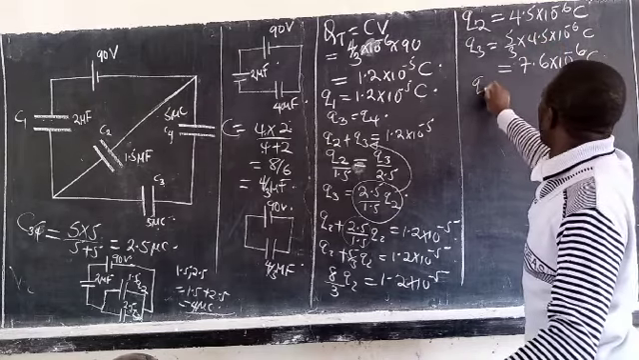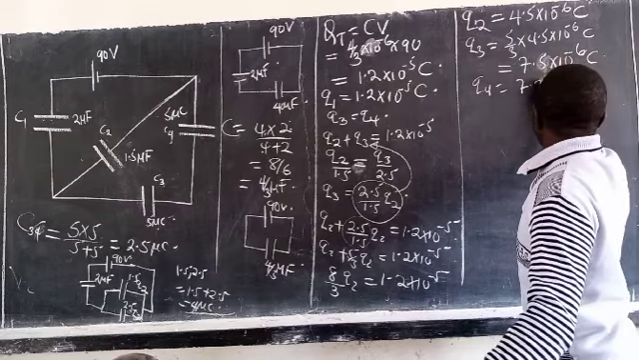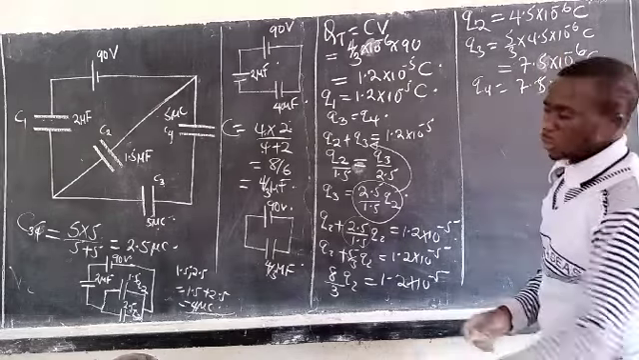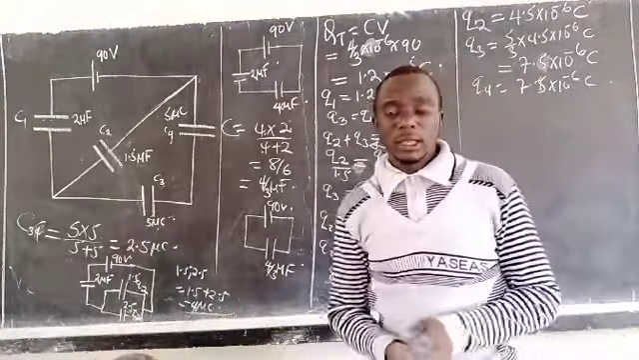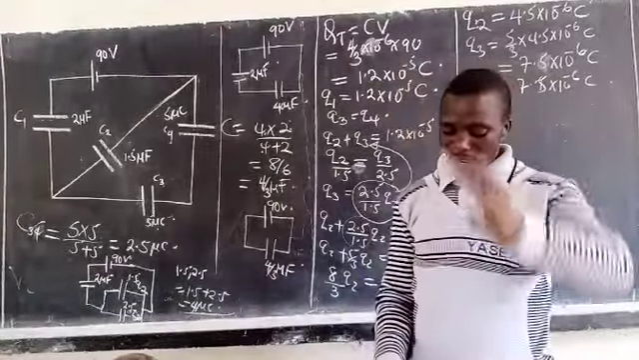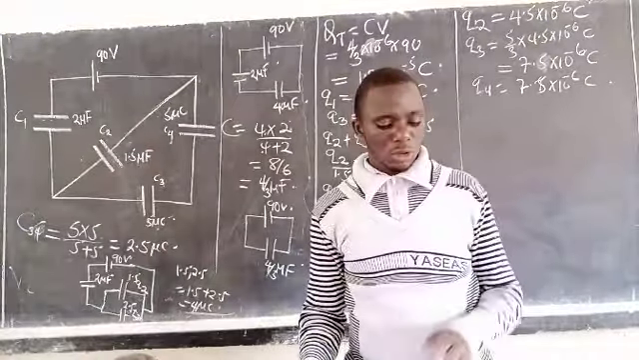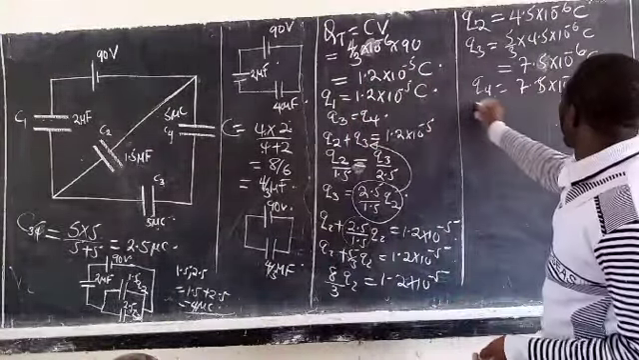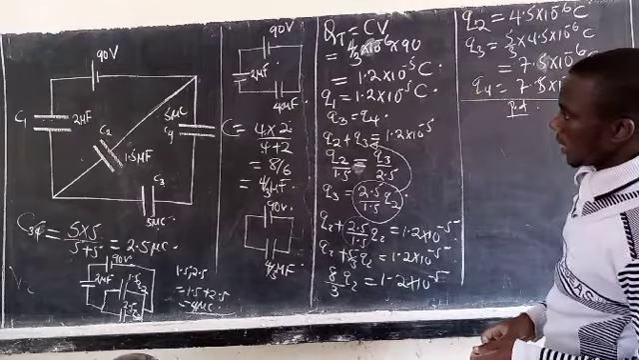What don't we have? Q4 is also equal to 7.5. Q4 is equal to Q3. We have Q2, we have Q1. So we have been able to get the charge stored by each of the capacitors. After getting the charge stored by each of the capacitors, the last question is the PD across each of the capacitors.